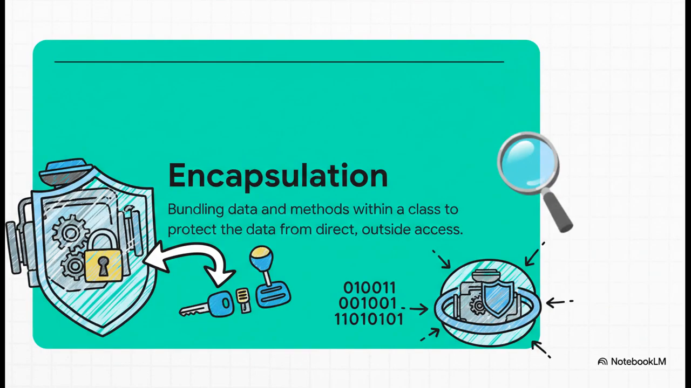First up, encapsulation. This is that idea we talked about, bundling the data and the methods that work on that data into one neat little package. But it's more than just bundling. It's about creating a protective shield around the data. This makes our second pillar possible, abstraction. Abstraction is all about hiding the messy, complex reality and only showing the simple, essential parts.